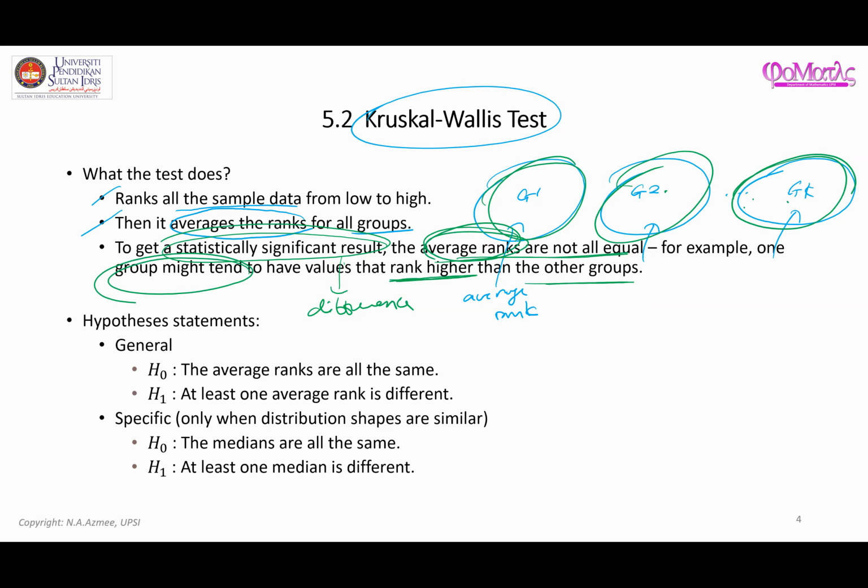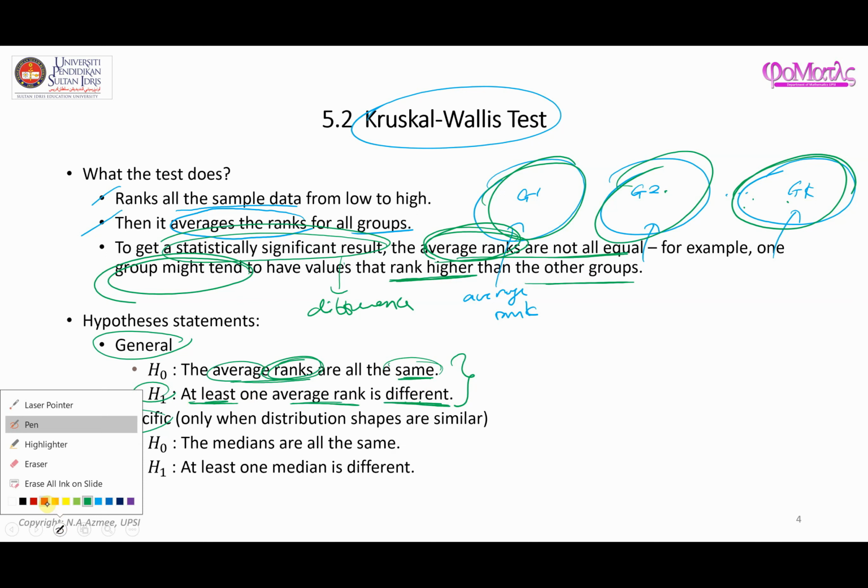In terms of hypothesis writing, we have a general hypothesis and a quite specific one. For the general hypothesis, this is how we can write. We can say that for the null hypothesis, the average ranks are all the same. So the keyword here is the same, and you're talking about ranks, average ranks. And the complementary of the null hypothesis is the alternative hypothesis, where you can say that at least one average rank is different. So the keyword here is different, over here is the same.